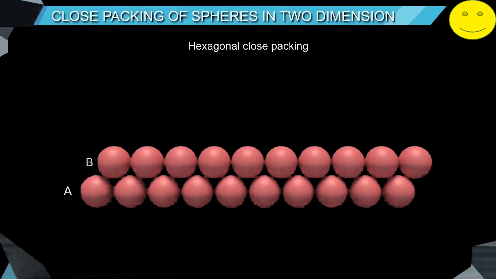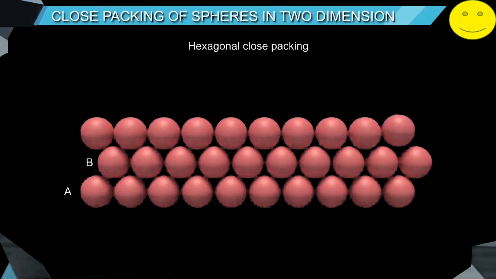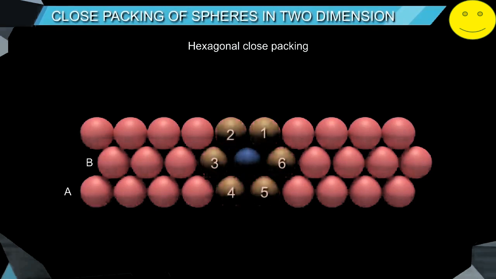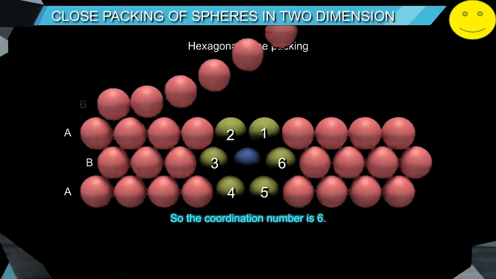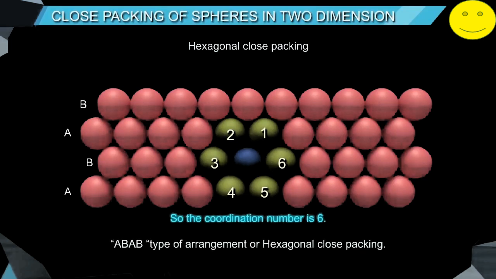Now if we place a third row above the second row in a similar manner, we will observe that the third row spheres are aligned with those of the first layer. Each sphere is in contact with 6 other spheres. So the coordination number is 6. Similarly, on placing the fourth layer, we will observe that the fourth row of spheres is aligned with those of the second layer. So this type of arrangement is known as AB-AB type of arrangement or hexagonal close packing arrangement.